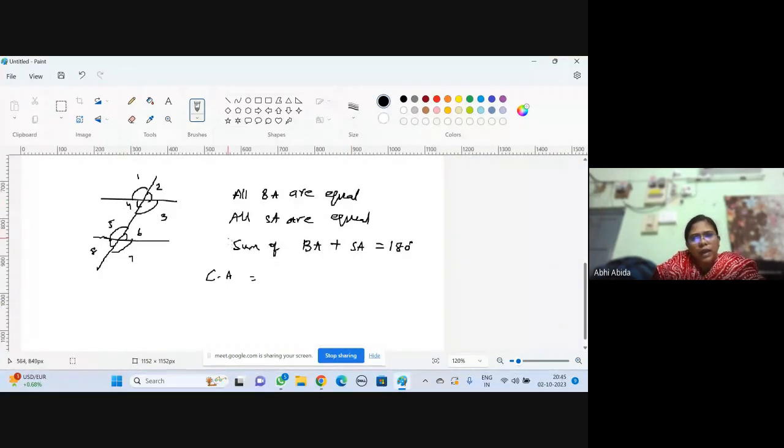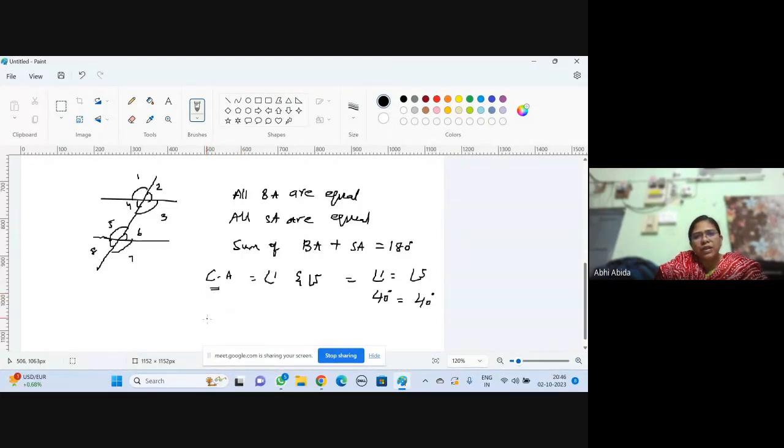Angle 1 and angle 5, right? Angle 1 and angle 5 are corresponding to each other. So I can say that angle 1 is equal to angle 5. If angle 1 is 40 degrees, then angle 5 will also be 40 degrees. Okay, this is the meaning of corresponding angles. So corresponding angles we are done with.